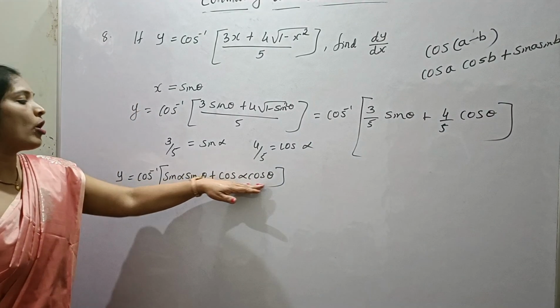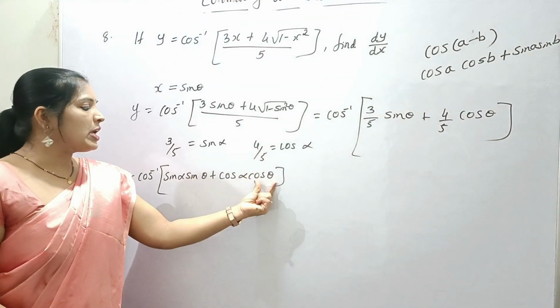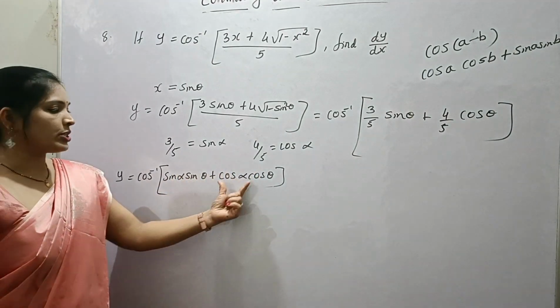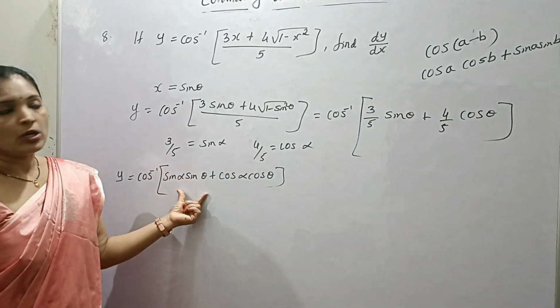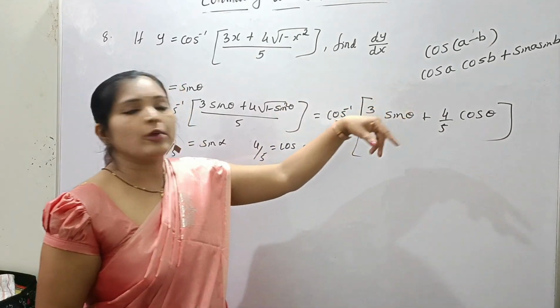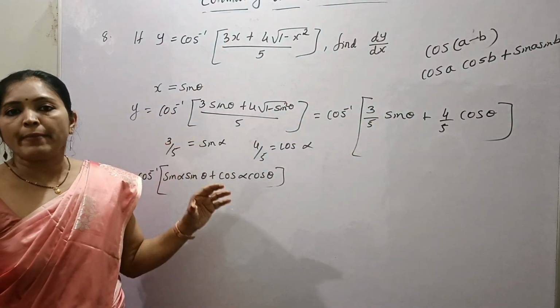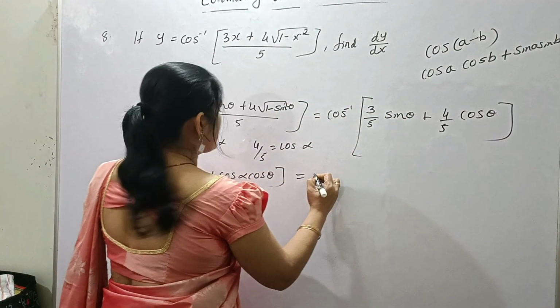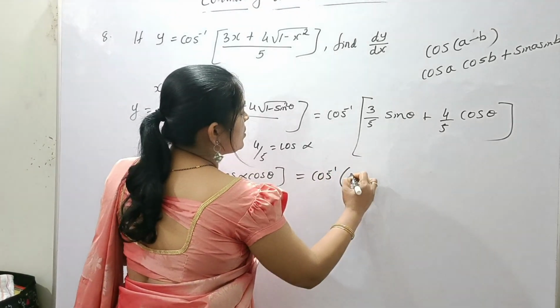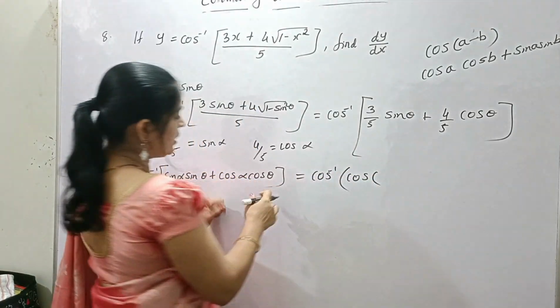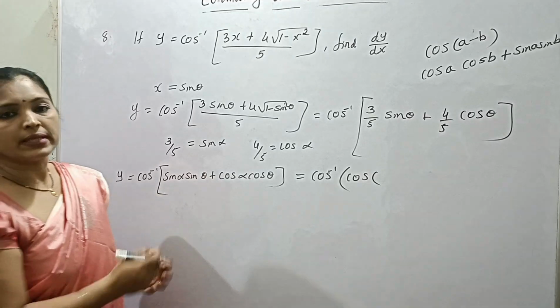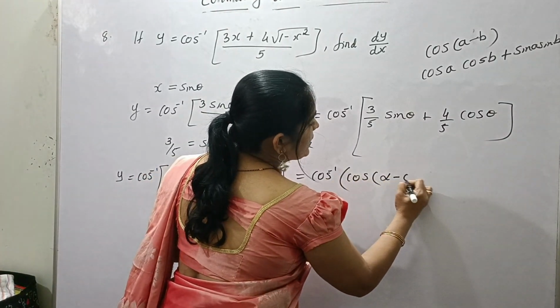See, now it is in the form of cos A cos B plus sin A sin B. Cos A cos B plus sin A sin B is nothing but cos of A minus B. That is cos inverse of cos of, here what is alpha minus theta, alpha minus theta.